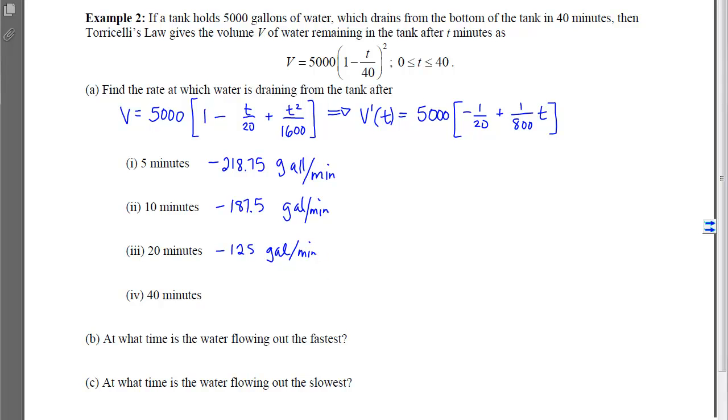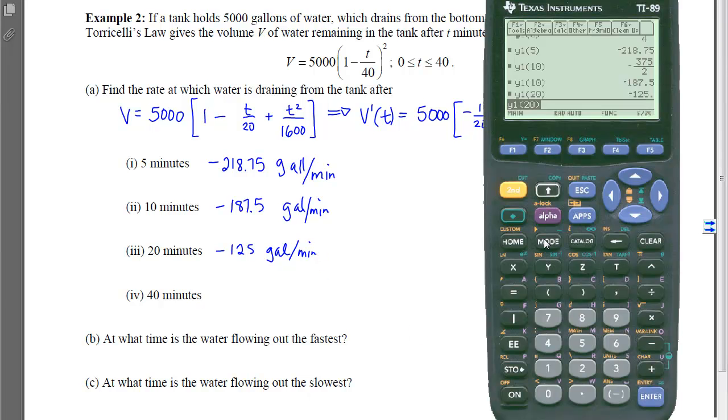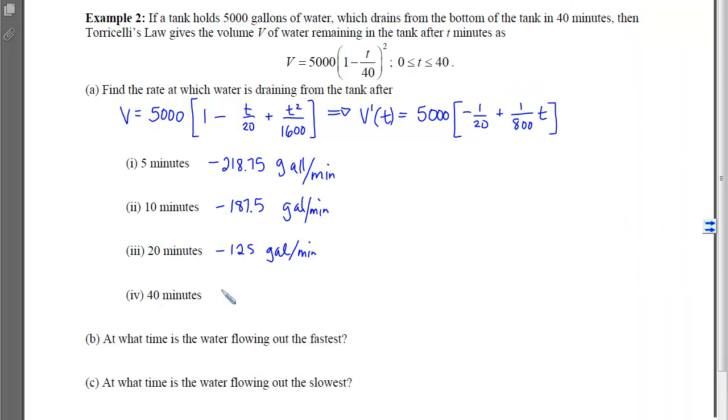And last, we'll do it at 40. Now we could predict what happens at 40 simply because we know it takes that long to drain the tank. So we should end up with 0. So at what time is the water flowing out the fastest versus at what time is the water flowing out the slowest? We can see that it's the slowest when it's not flowing at all. So that's going to happen when time is 40 minutes.